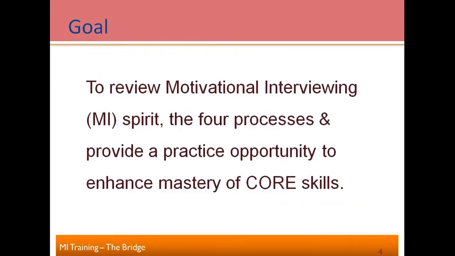Our work together tonight really is to review and go over motivational interviewing spirit, the four processes of motivational interviewing. And even though this is a one-hour webinar, I want to provide a practice opportunity to enhance mastery of the core skills of motivational interviewing. Those core skills are otherwise called OARS, and I will break that down as we go forward. So this is what we're going to focus on tonight in this 1 hour that we have together, and hopefully going forward we'll get to do additional work on this, possibly face-to-face or through future webinars.